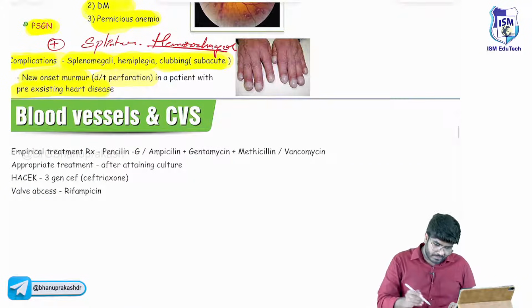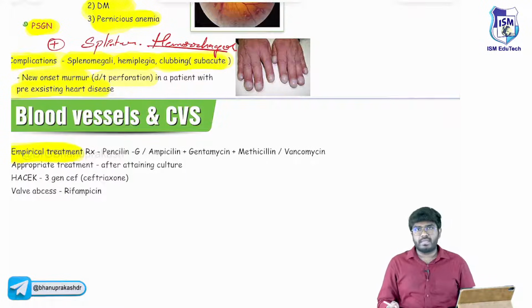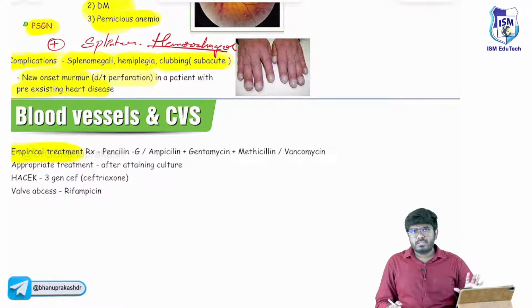Now, what is the treatment? Usually, when a patient is coming with infective endocarditis, first we will start immediately, empirically. We don't know exactly what is the organism that's causing the infective endocarditis. Major criteria and minor criteria are met, so immediately you have diagnosed that this patient is having infective endocarditis.